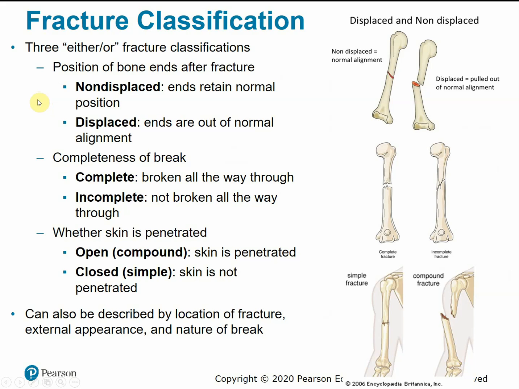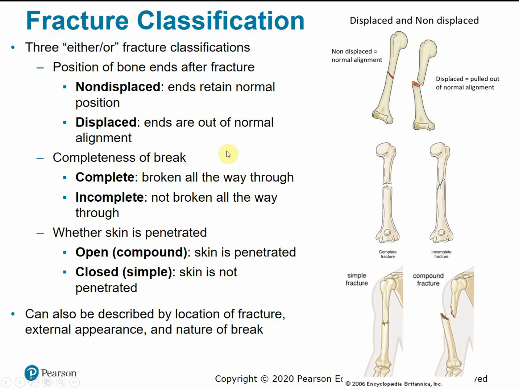So we can classify them based on the position of the bone ends after the fracture. So are the ends still in their normal position, kind of in the right place, normal alignment, or are they out of their normal alignment? So is the bone no longer straight? So a non-displaced means that the ends are where they should be. A displaced means that the ends have been pulled out of their normal alignment.